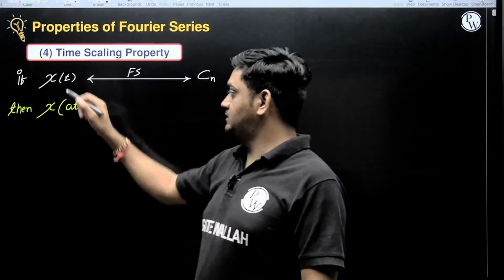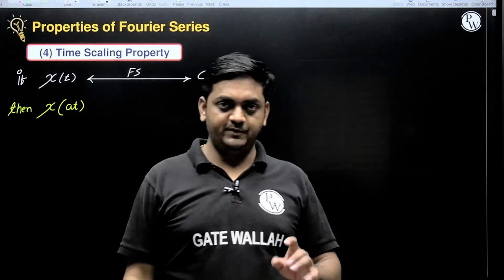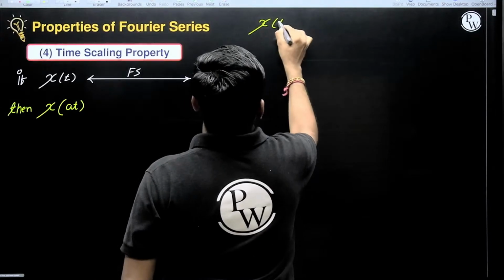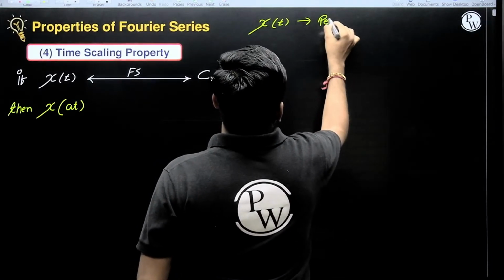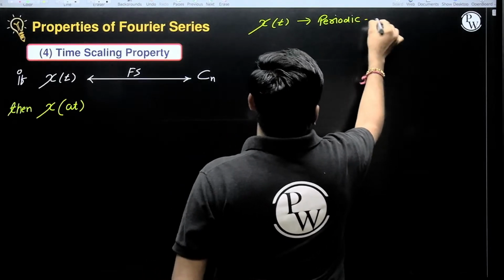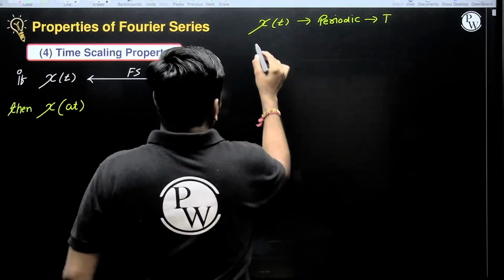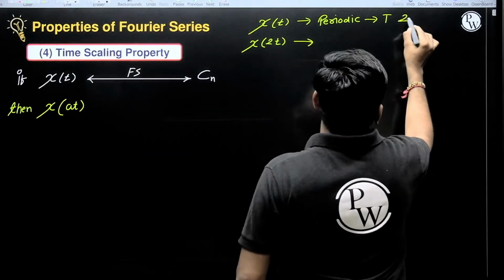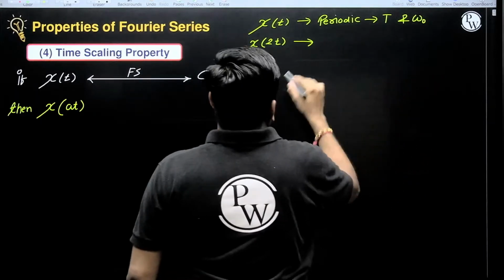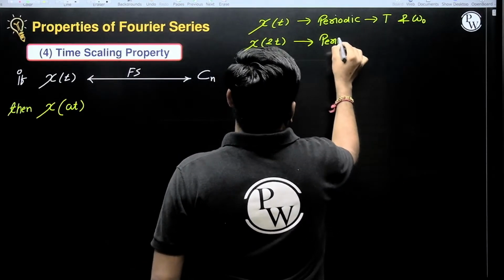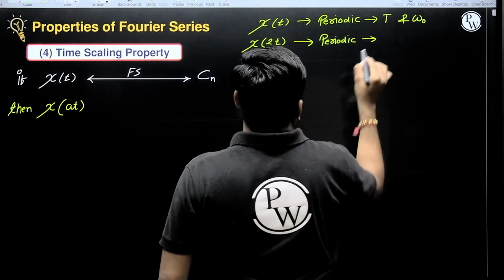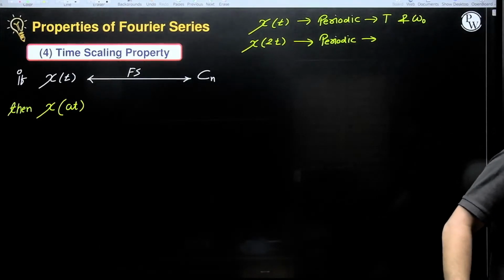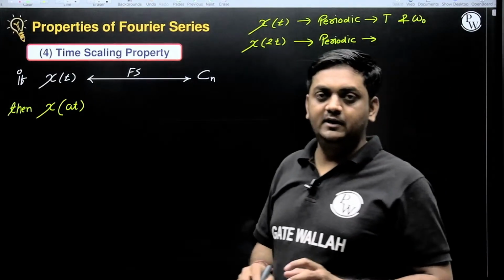See, x of t is a periodic signal with the fundamental time period capital T and fundamental frequency omega 0. Then what will be the fundamental time period of x of 2t? Tell me. x of 2t will also be periodic, guys, but what will be the fundamental time period? Can you tell me in the comment box? Sinchan Reddy, if you are present, can you tell me?